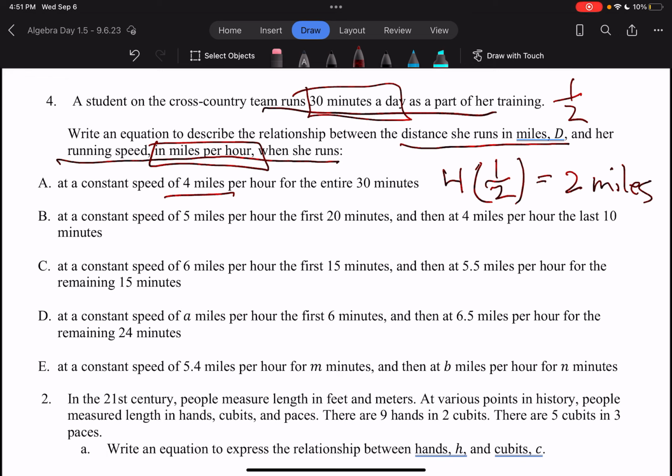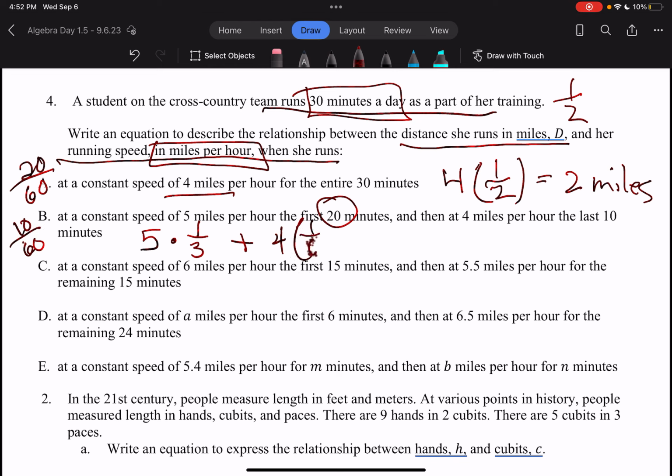B says, at a constant speed of 5 miles per hour for the first 20 minutes and then 4 miles per hour the last 10 minutes. So if we're looking at 5 miles per hour for the first 20 minutes, we're looking at 5 times the first 20 minutes. So 20 minutes out of 60 minutes is 1/3. So 5 times 1/3 plus, then she's doing 4 miles per hour the last 10 minutes. 10 out of 60 is 1/6.